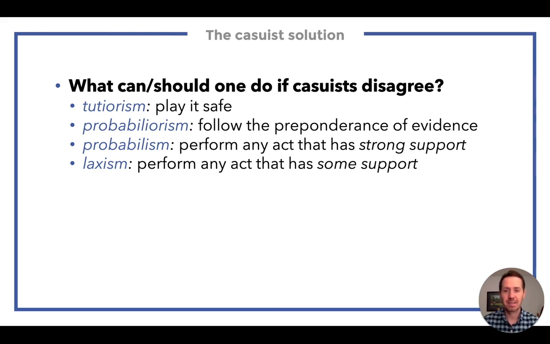Finally, there's laxism. This view says, as long as an action has some support, right, if some casuist out there somewhere says that it's permissible, then it's permissible to do it. You can see why probabilism and laxism seem a bit sketchy, right?